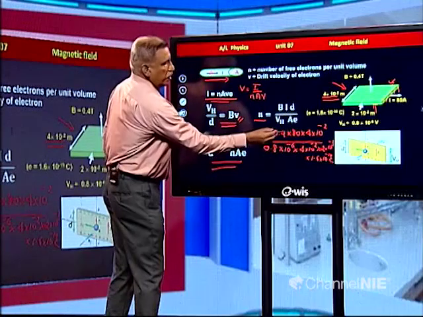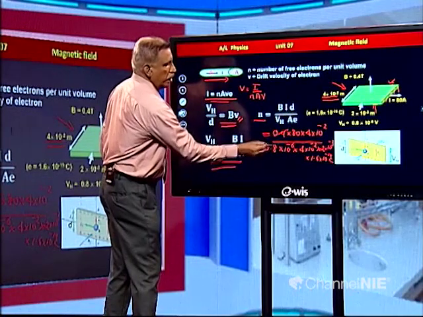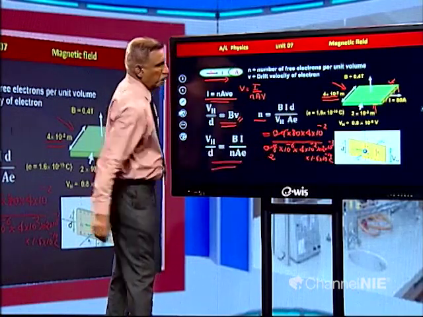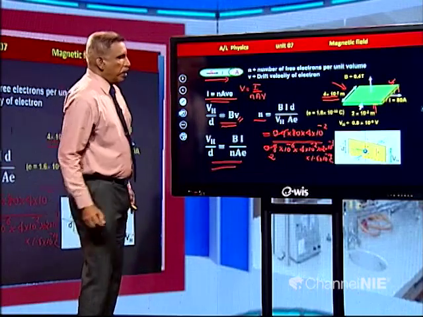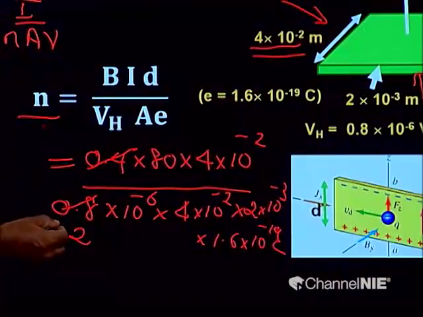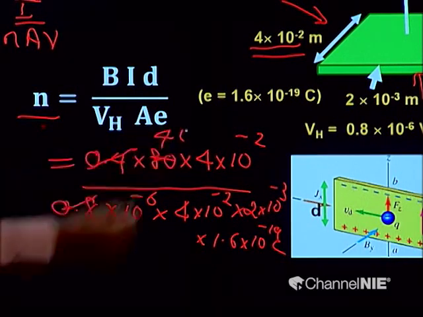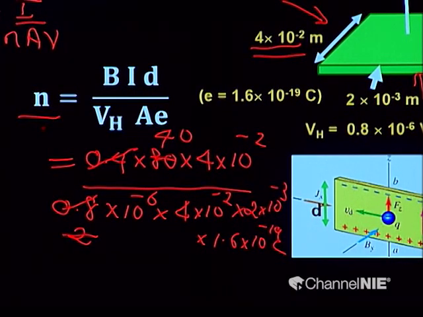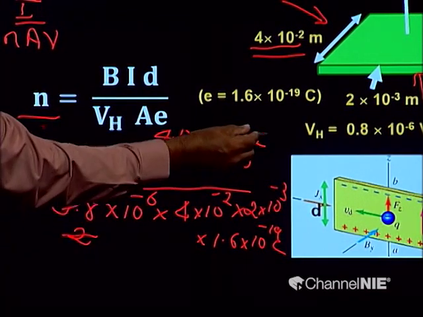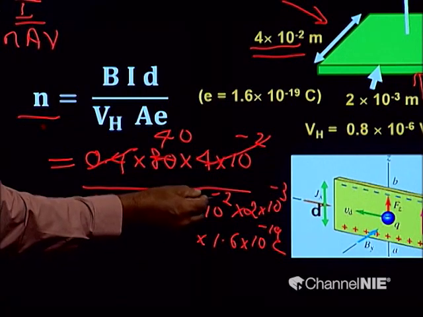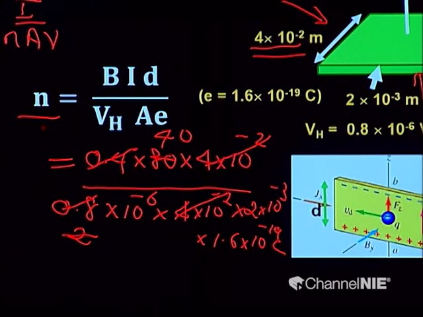Cut this one, 2, and this one 40. Okay, and cut this one easily, 4 into 10 to the minus 2 and 4 into 10 to the minus 2 here. After that, you solve this.